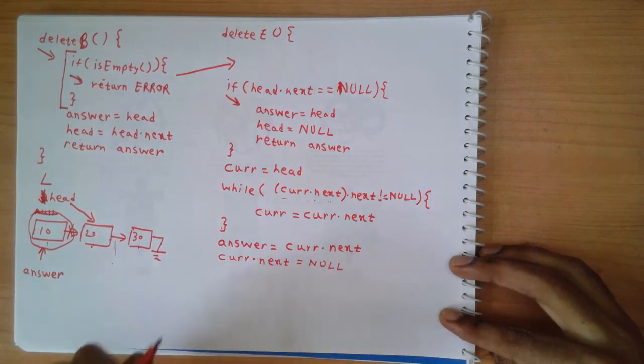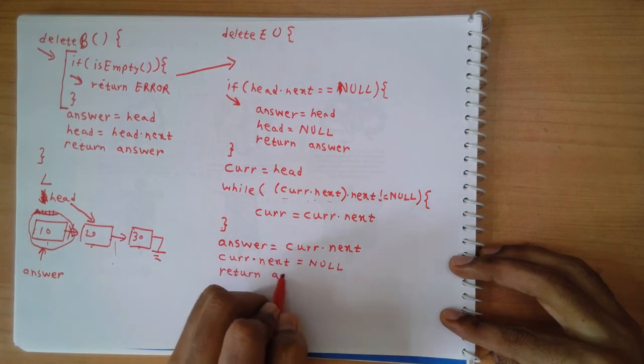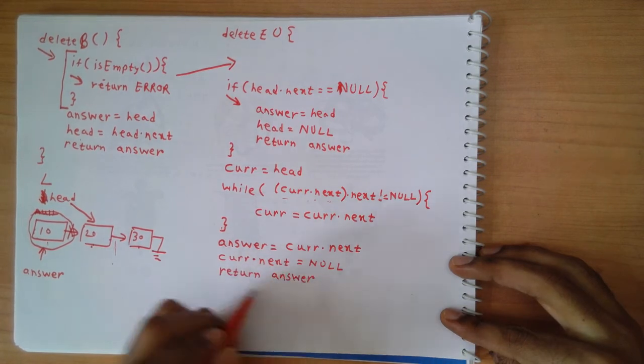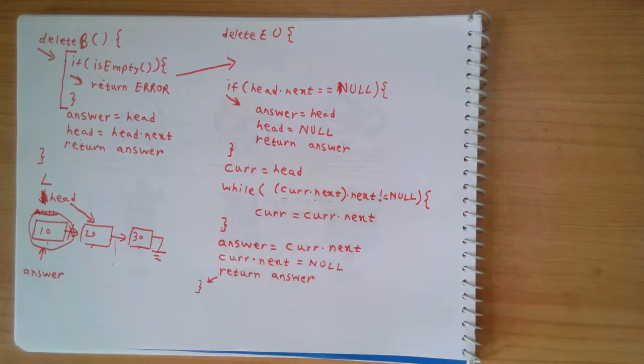I am making current as the last node, and then I should return my answer. Okay, and then I'm done. Okay, so let's try to execute this on, first of all, an empty list.